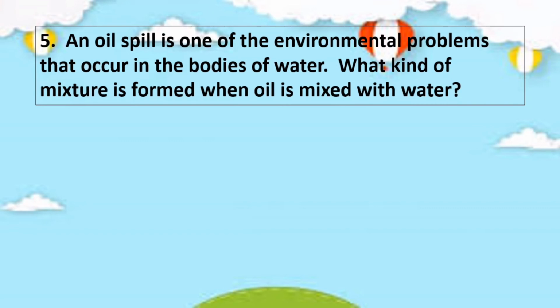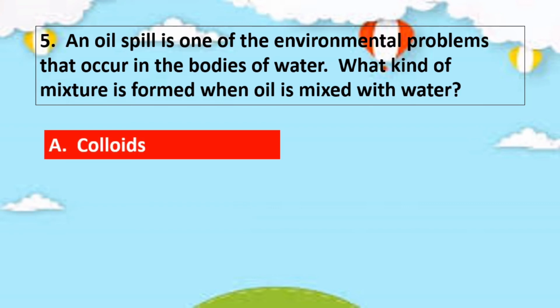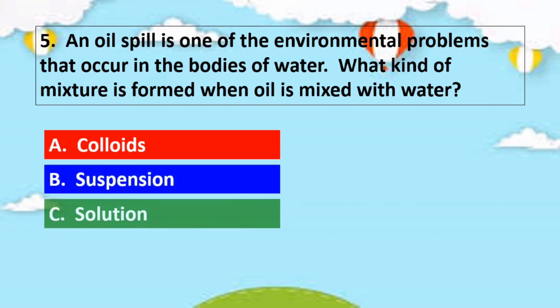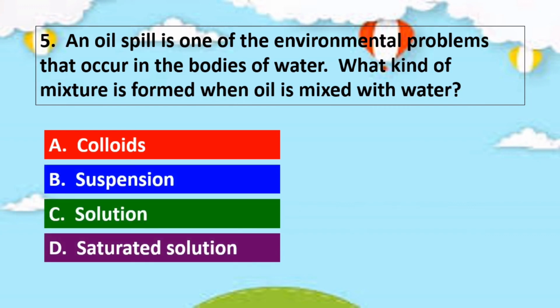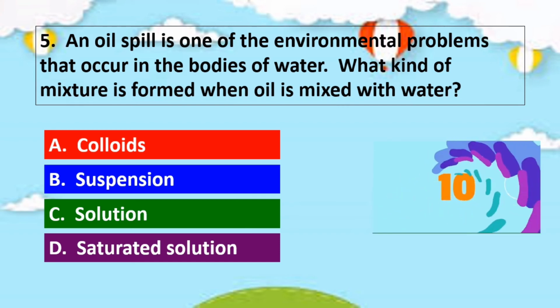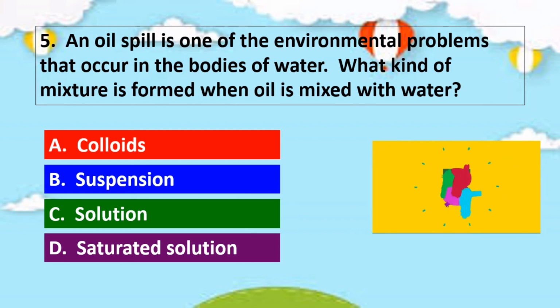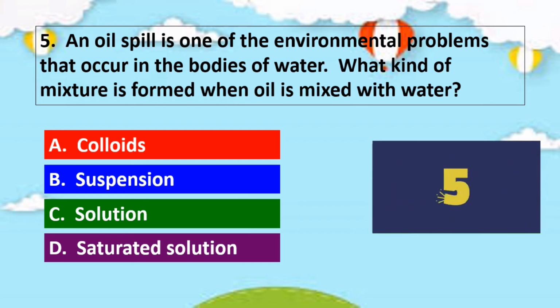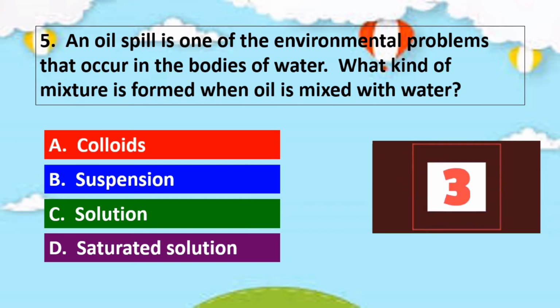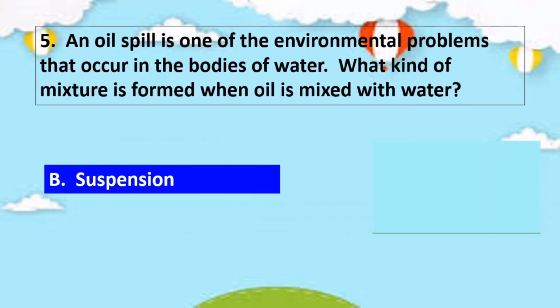Number 5. An oil spill is one of the environmental problems that occur in the bodies of water. What kind of mixture is formed when oil is mixed with water? A. Colloids. B. Suspension. C. Solution. D. Saturated solution. The answer is letter B, suspension.